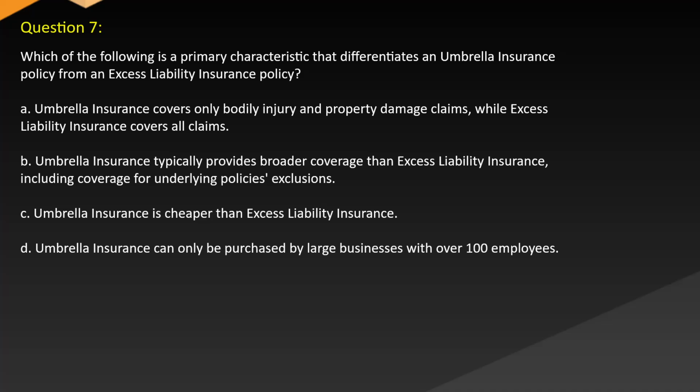Question 7. Which of the following is a primary characteristic that differentiates an umbrella insurance policy from an excess liability insurance policy? A. Umbrella insurance covers only bodily injury and property damage claims, while excess liability insurance covers all claims. B. Umbrella insurance typically provides broader coverage than excess liability insurance, including coverage for underlying policies' exclusions. C. Umbrella insurance is cheaper than excess liability insurance. D. Umbrella insurance can only be purchased by large businesses with over 100 employees.